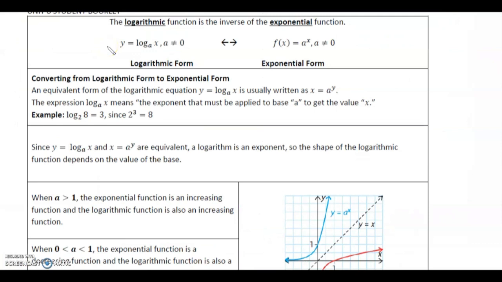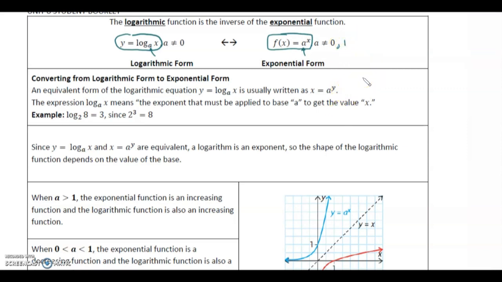Okay, let's talk about the logarithmic function and the exponential function. So the logarithmic function is the inverse of the exponential function. So if we have y equals log base a of x, and by the way, this a cannot equal 0. Okay, we're also going to have f of x equals a to the x. Okay, a is a base, a cannot equal 0. A actually can't even equal 1. So you want to add that in there.